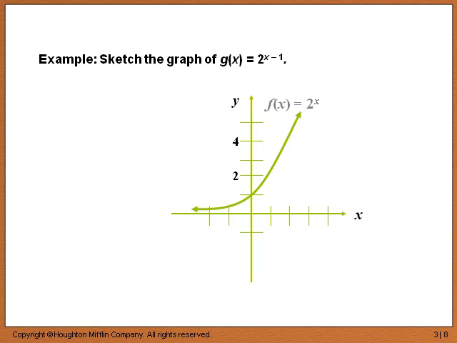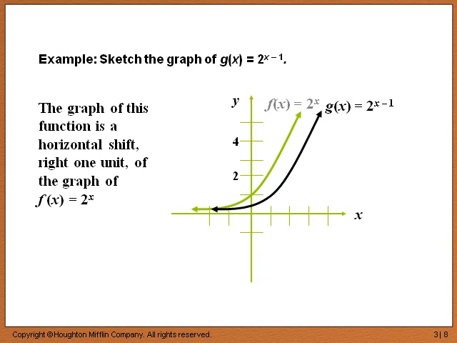So we graph f of x equals 2 to the x, as we did in the last slide. And then when we graph g of x equals 2 to the x minus 1, we see something that looks very similar, but it's been shifted over 1 unit to the right. So the graph of this function is a horizontal shift, right 1 unit, of the graph of f of x equals 2 to the x. Now, as you take notes on this, just keep in mind that at the end of these examples, I'll give you a little chart that will help you to keep straight these shifts and reflections. For now, just take notes on the slides.